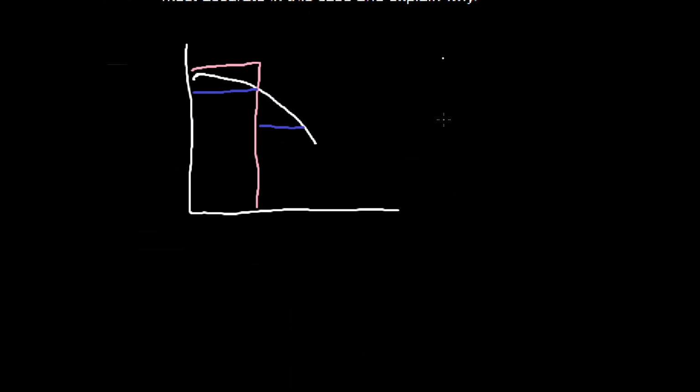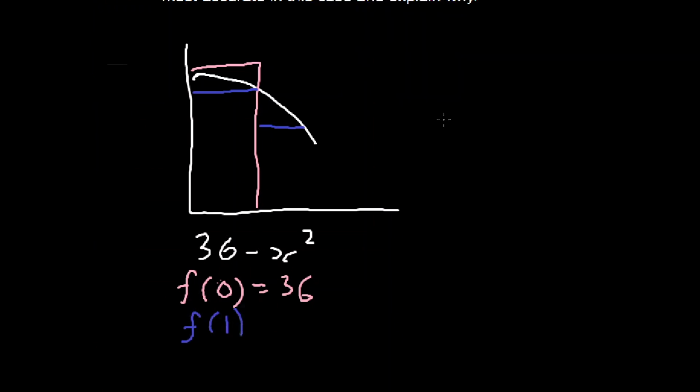Let's say we did the overestimation for 36 minus x squared, which is the pink one, so I'll change my color to pink. That is f of 0, and that's equal to 36. If I then choose the blue one, my f of 1 is going to be equal to 35. So we're seeing that we're going to be missing out a little bit.